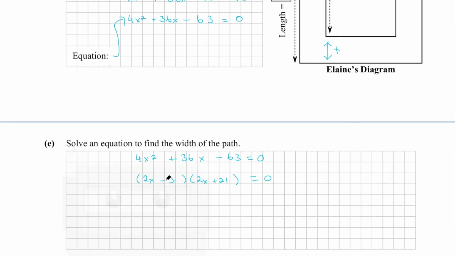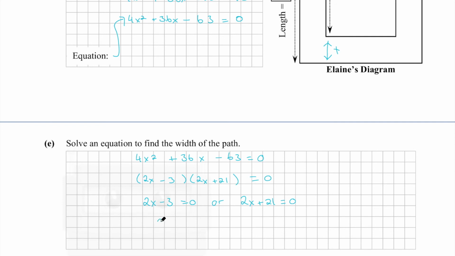This then tells me that I have an equation with two things multiplied together to give me 0. The only way I could multiply two things and get 0 is if one of those things or both of those things are equal to 0. So what I'm going to write is 2x minus 3 is equal to 0, or 2x plus 21 is equal to 0. So that's what I need to consider here. 2x minus 3 is 0, or 2x plus 21 is 0.